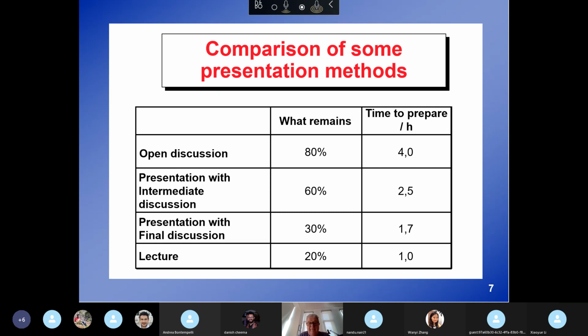And then, if you go from the lecture at the bottom up to the open discussion, the time of discussion grows from 20% to 30% for presentation with final discussion, 60% for presentation with intermediate discussion, and 80% for open discussion. Interestingly, even if you have to talk less, you need to prepare more: 4 hours for the open discussion, down to 1 hour for the lecture.